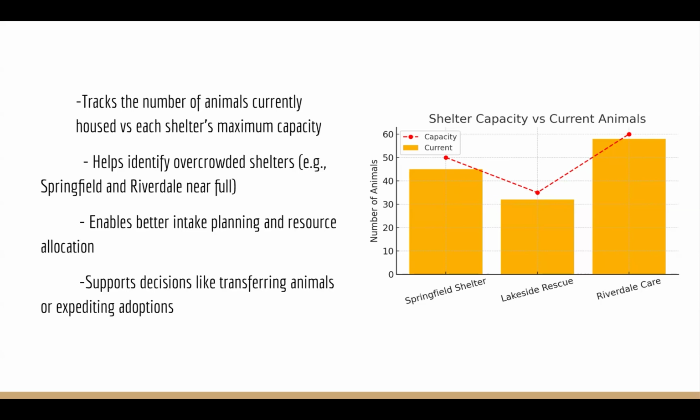As you can see, this chart visualizes the current occupancy at each shelter compared to their maximum capacities. You'll notice Springfield and Riverdale are both very close to being full, which tells us when to trigger transfers or encourage more adoptions. This tool helps optimize operations and prevent overcrowding. Next page, please.